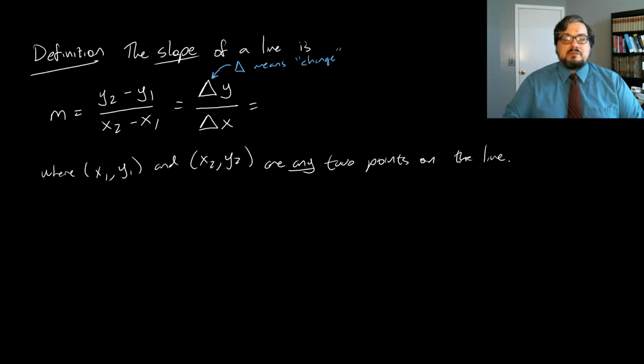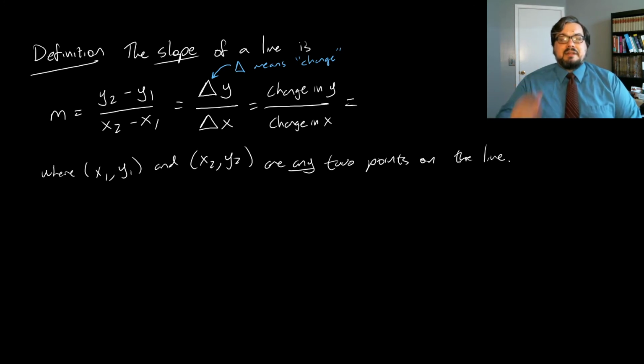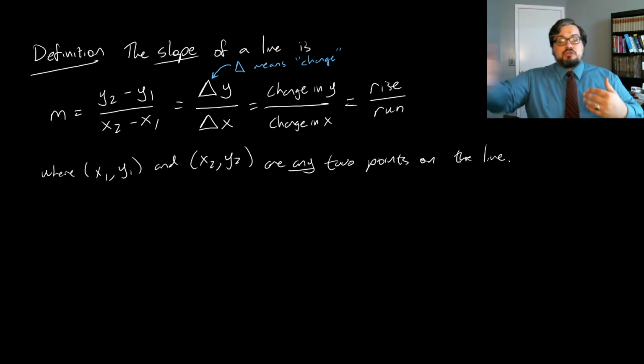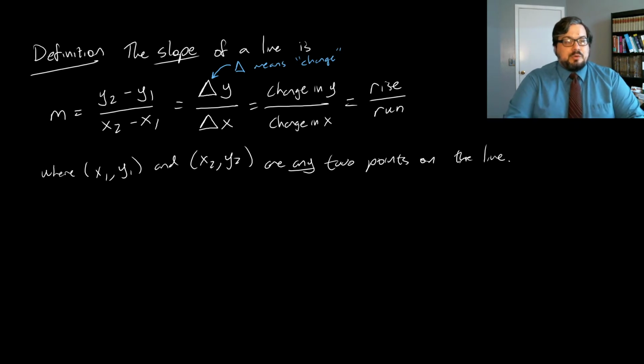We also can write it out in words. This just means change in y over change in x. And sometimes, very simple to memorize, rise over run. The idea being that rise is a word that suggests a vertical change, and run is a word that describes horizontal change. And so this is a number that we can associate to a line.